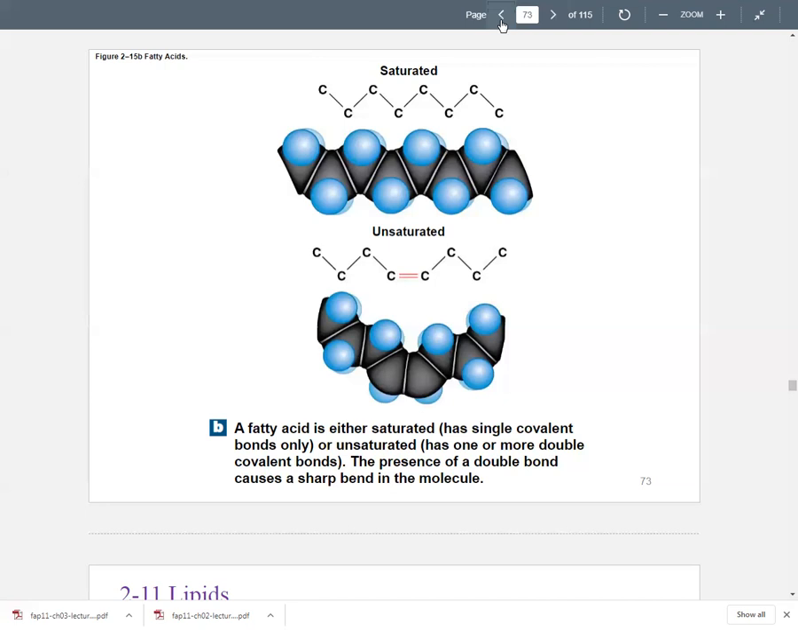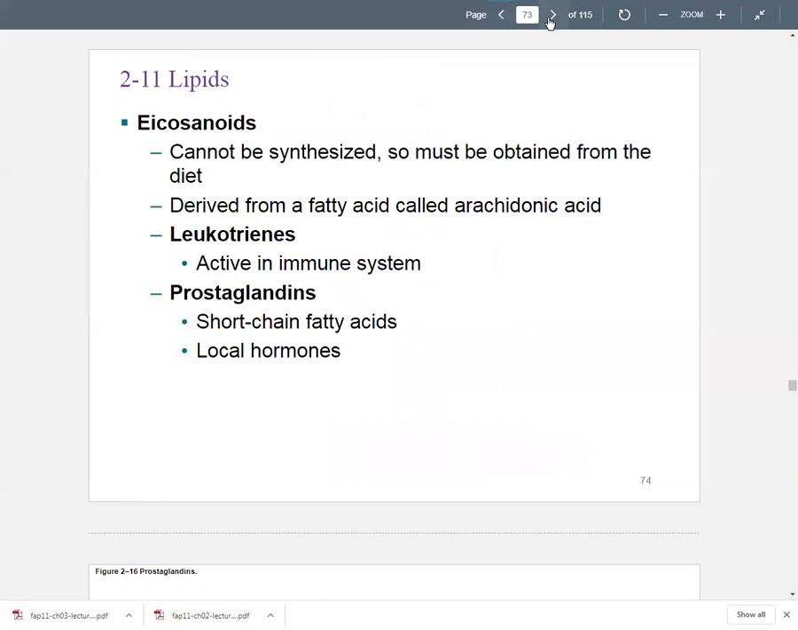So unsaturated fats are very healthy for you. Sometimes we think fat is bad. Not all fat is bad. Saturated fat is not very good for you, but unsaturated fats can be healthy in moderation. All right. So lipids, let's go on to some of these other types of lipids.